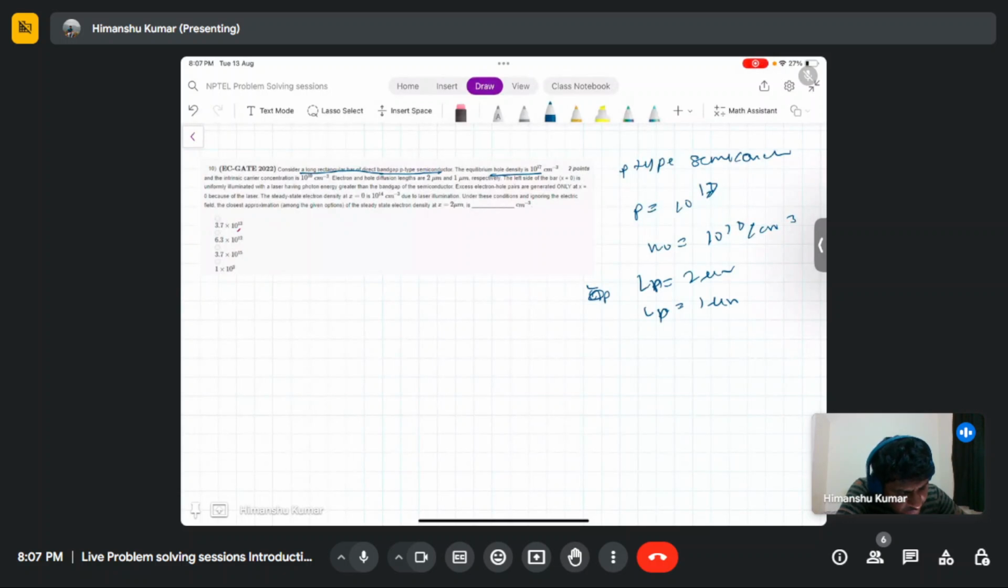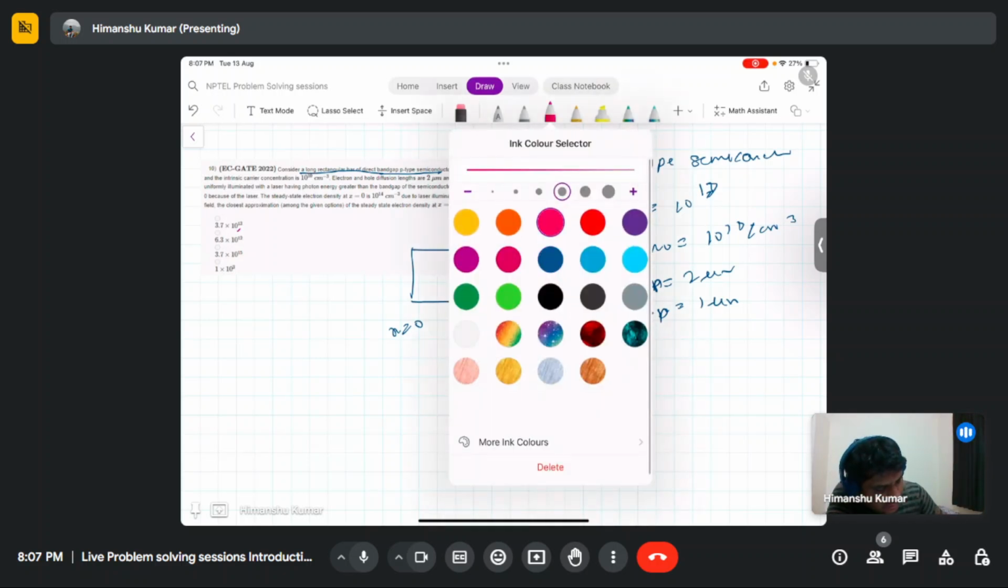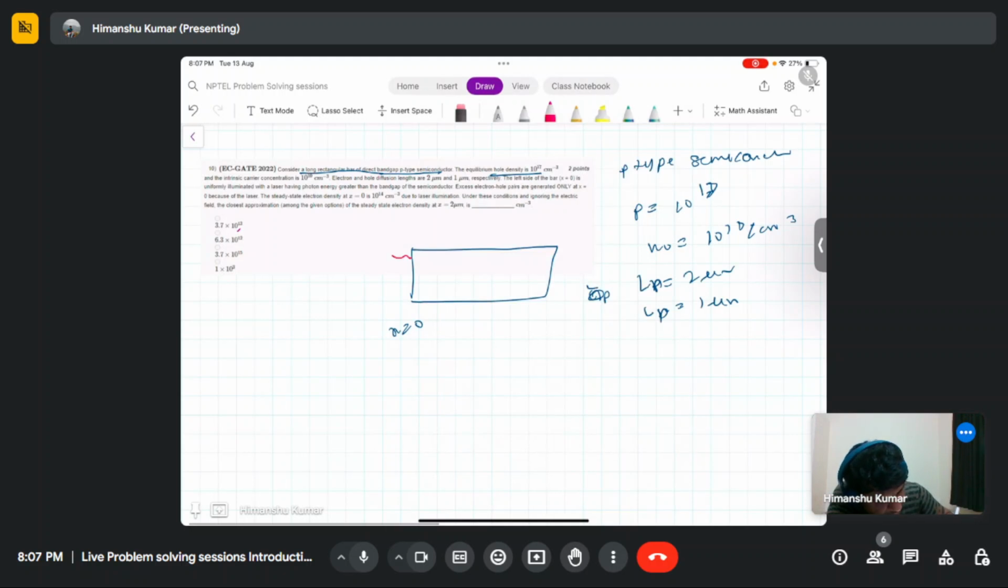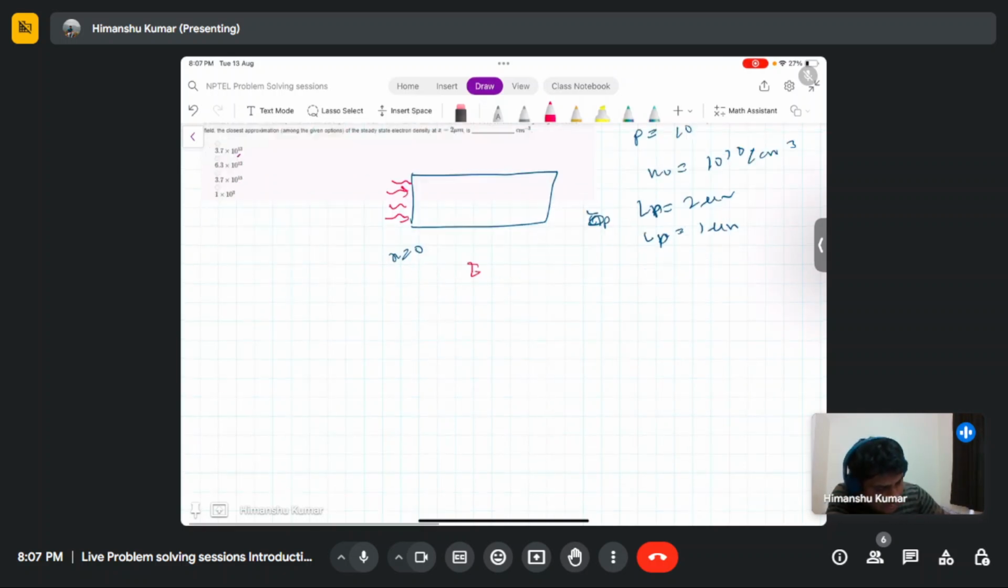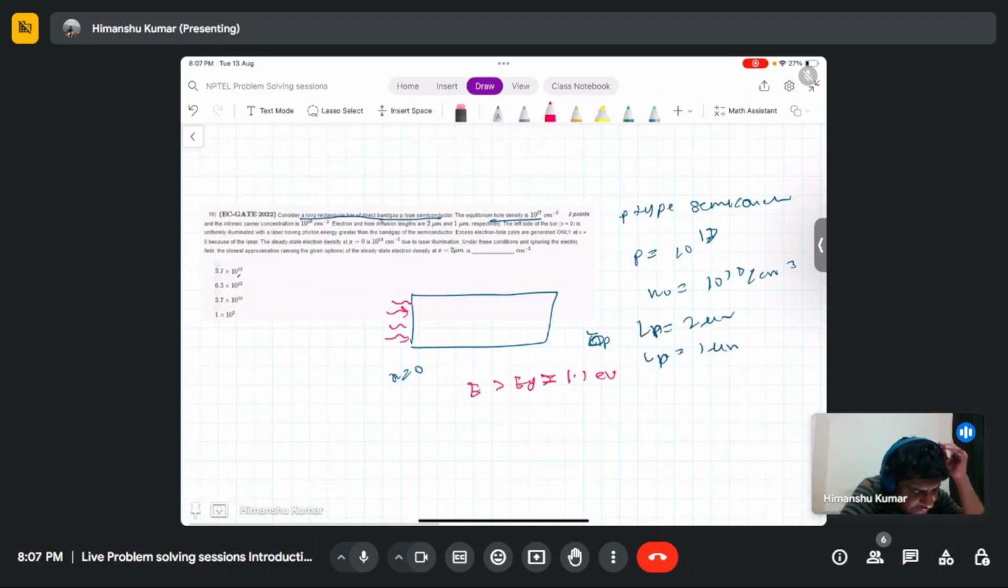The left side of the bar at x equals 0 is uniformly illuminated. This illumination is done with a laser having photon energy greater than the band gap, so E is larger than Eg, which is equal to 1.1 electron volt in the case of silicon, larger than the band gap of the semiconductor.